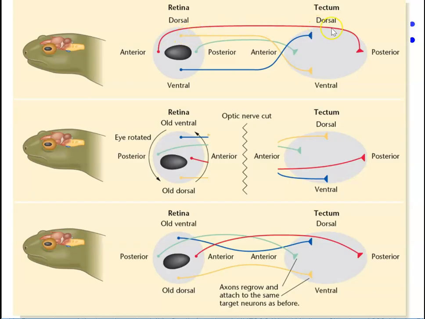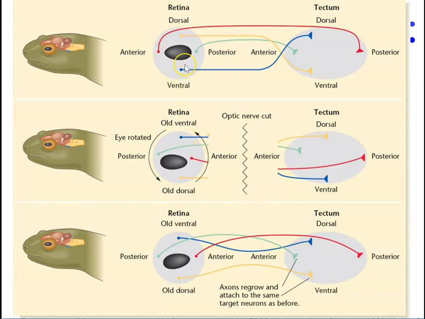This is demonstrating the experiment. First, axons from the anterior part of the retina were projecting to and making synapses with the posterior parts of the tectum. Axons from the dorsal part of the retina were synapsing on the ventral part of the tectum, and so on and so forth. When he cut the optic nerve, he rotated the eye 180 degrees in its socket. But the axons grew back to where they had originally been connected. So axons, for example, that were coming from the posterior part of the retina made synapses again. This is what used to be the posterior part of the retina, now on the anterior part of the animal. Those axons still grew back to the same spot in the tectum.